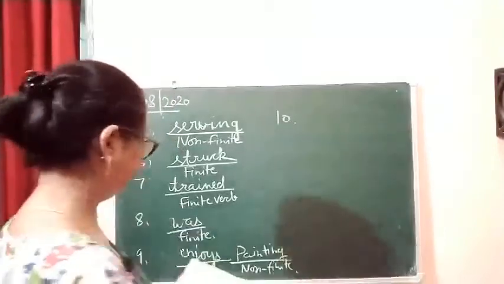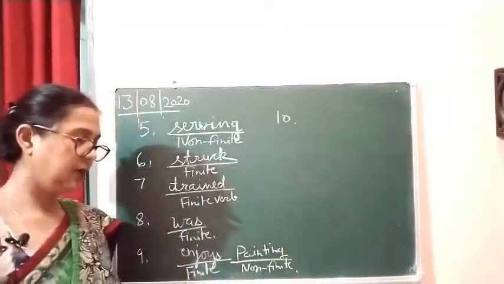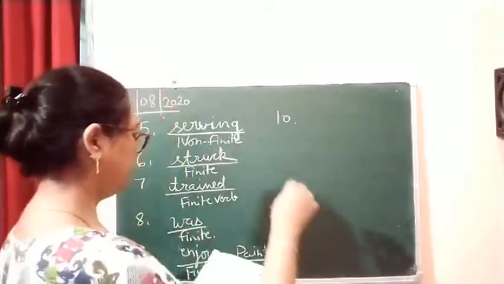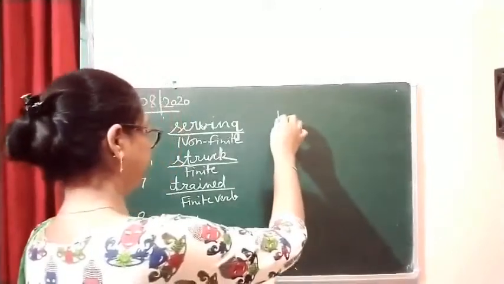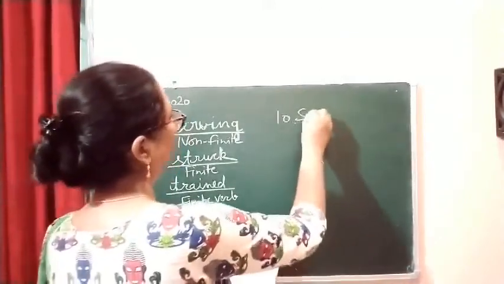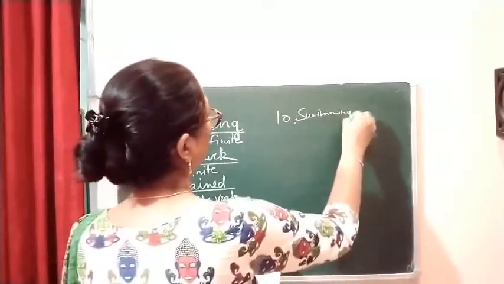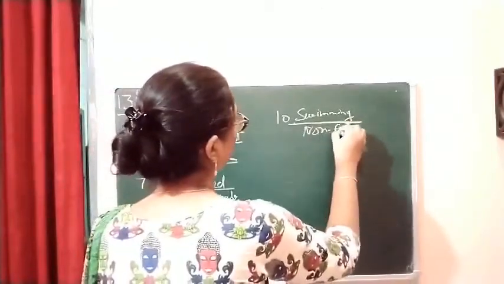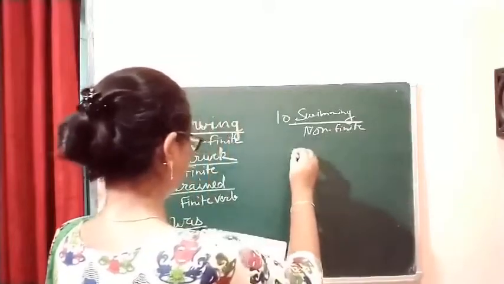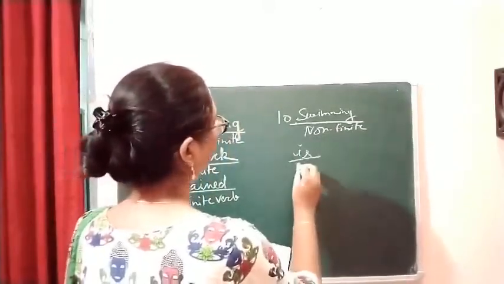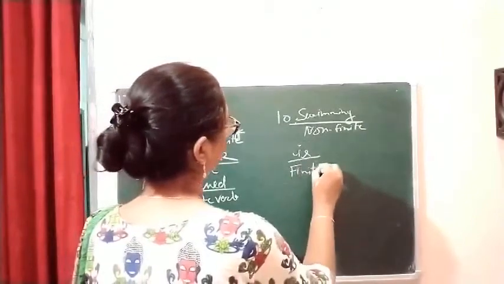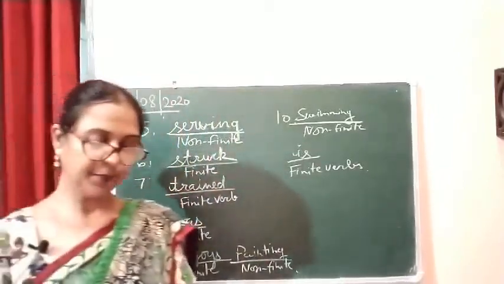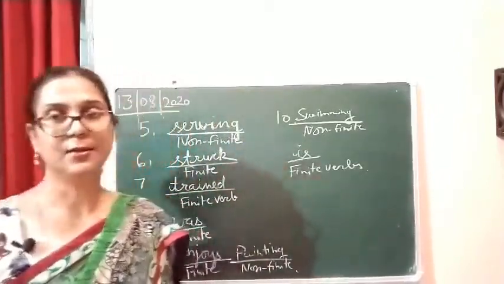In number 10: Swimming is a strenuous activity. Here, swimming is used as a non-finite verb and is is a finite verb. So we have completed this exercise. Finite and non-finite verbs we have discussed.